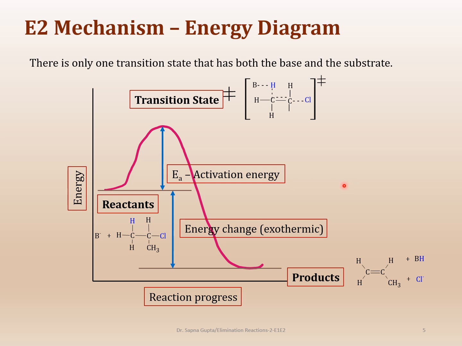Here is the energy diagram. Remember this energy diagram from the SN2 reaction also, because there's only one transition state, so there's only one curve. Just go through this again. It's the same thing as the SN2 diagram that we had.